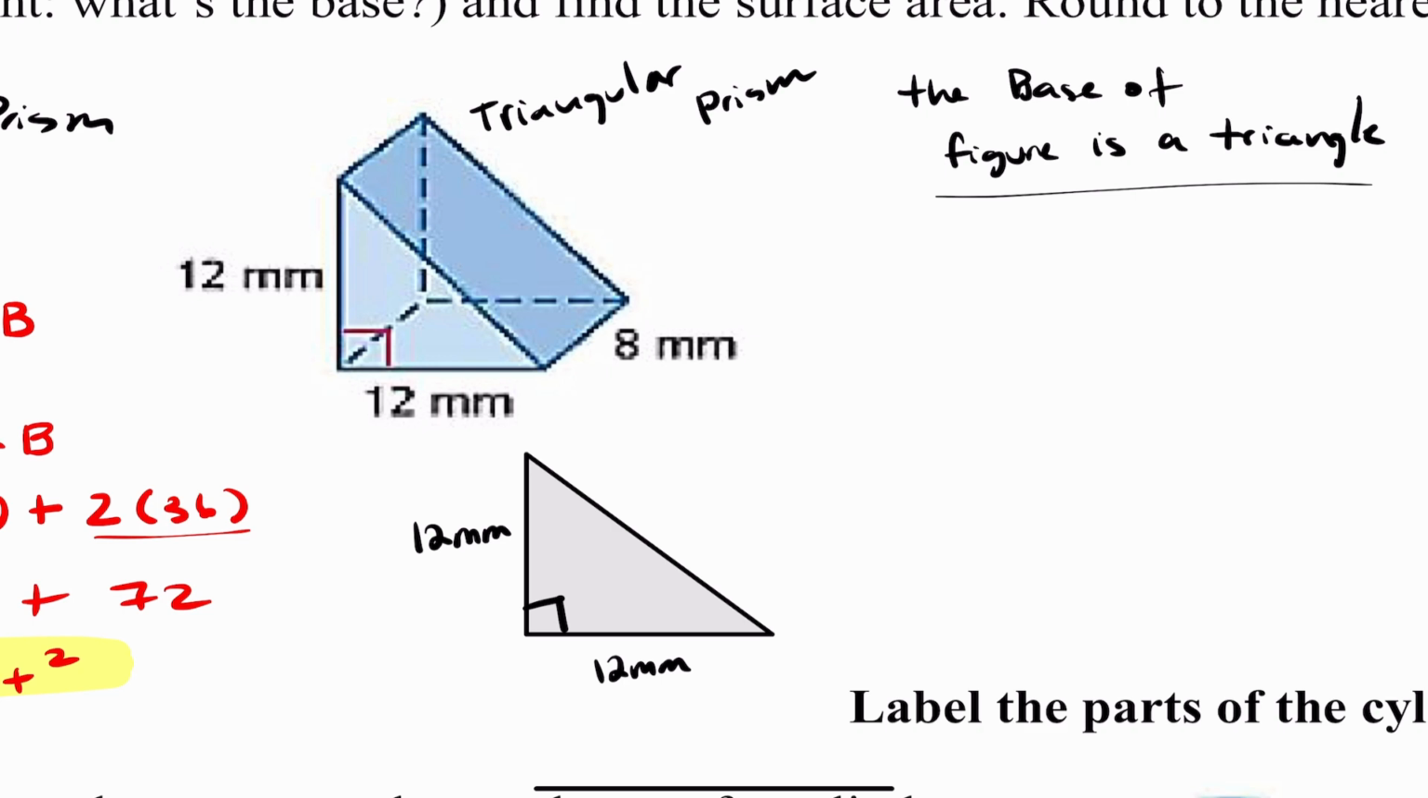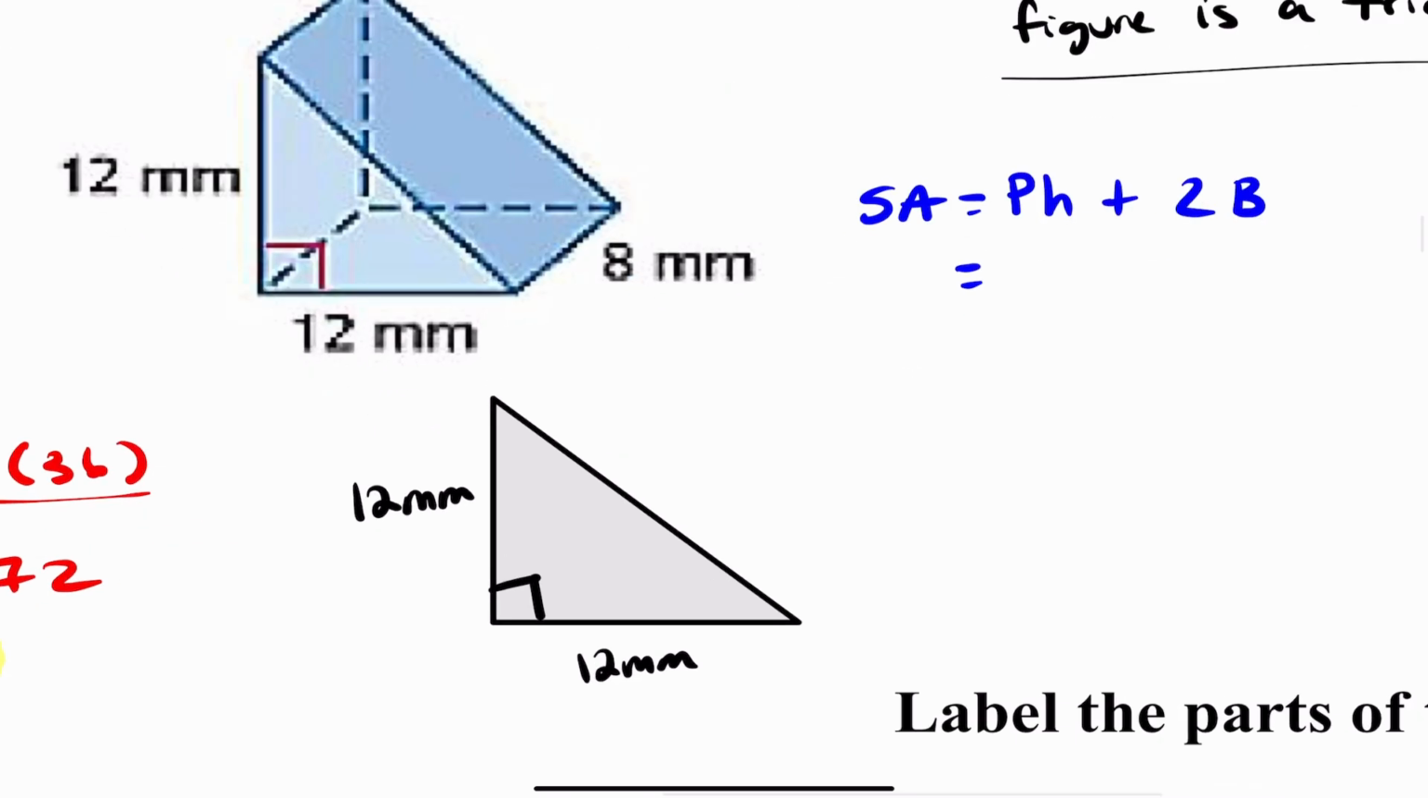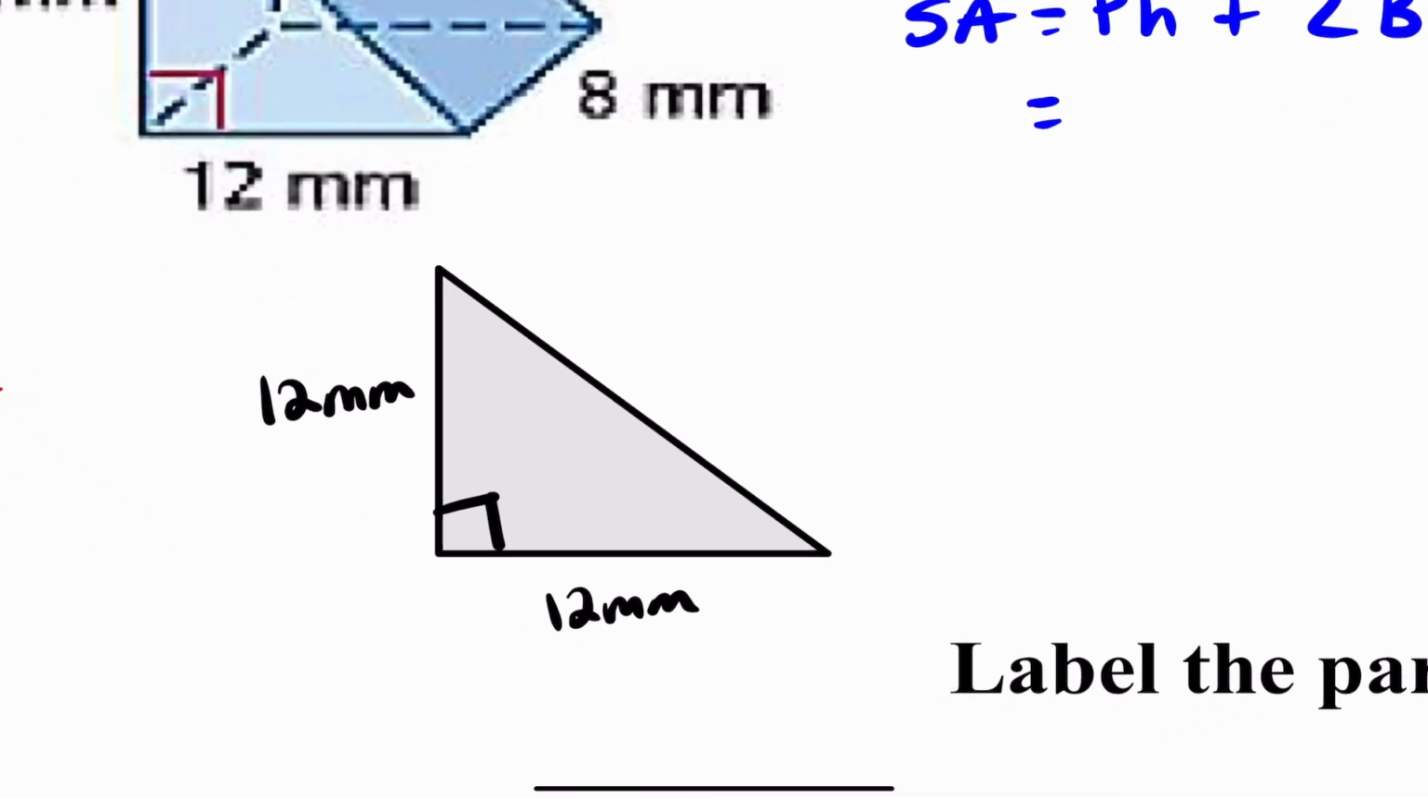Okay. So what am I trying to find? The surface area. So the surface area is equal to L plus 2B, or I can say the perimeter of the base multiplied by the height of the prism plus 2 times the area of the base. Okay, so let's find the perimeter of the base, which is a triangle.